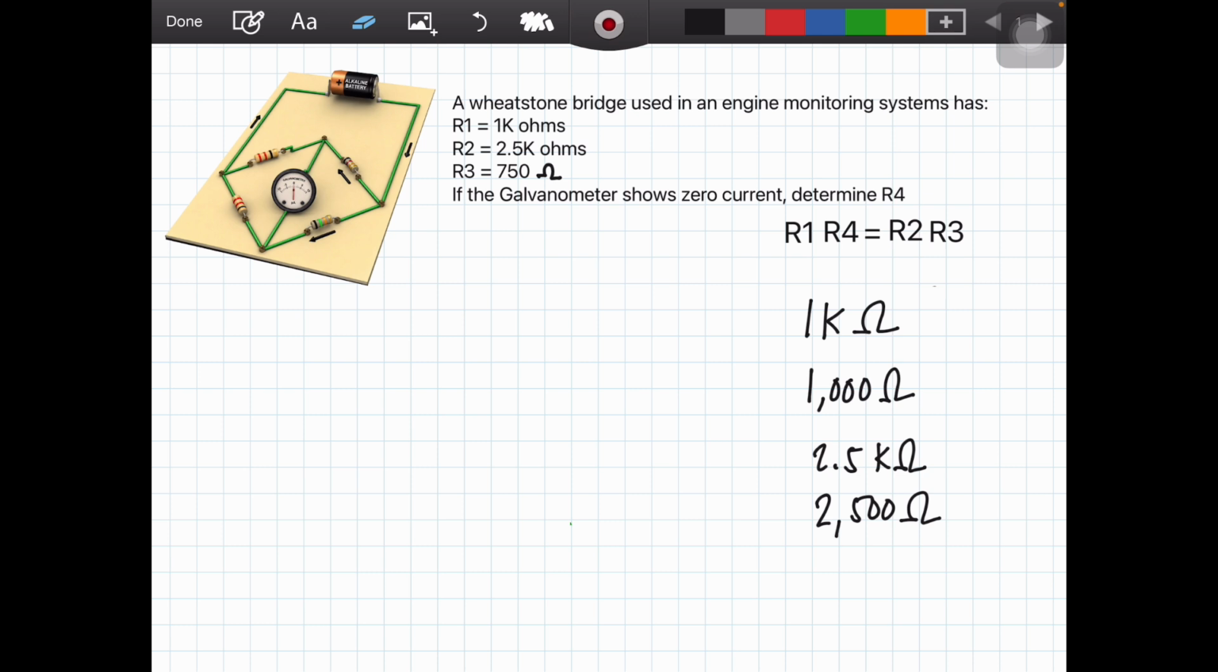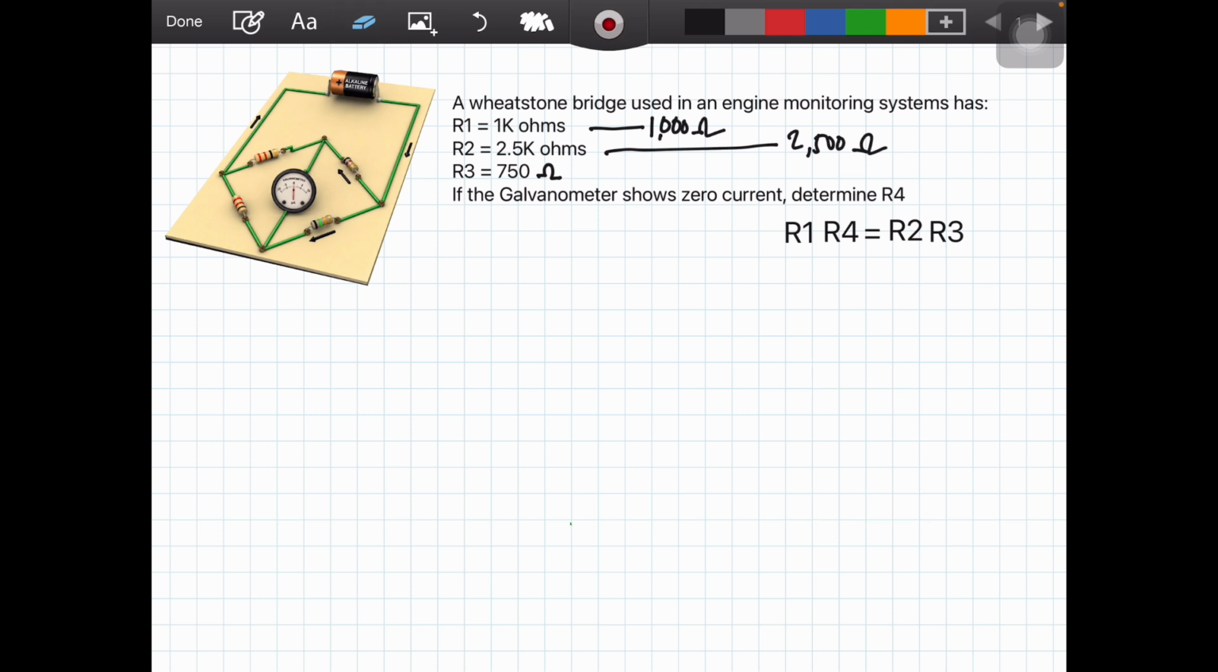That is what we are going to use. We don't use 1 kilo ohms. We don't use 2.5 k ohms. We use these. So we write here 1,000 ohms and 2,500 ohms. Okay? Now, let's erase this one. Again, we do cross multiplication referring to this setup.